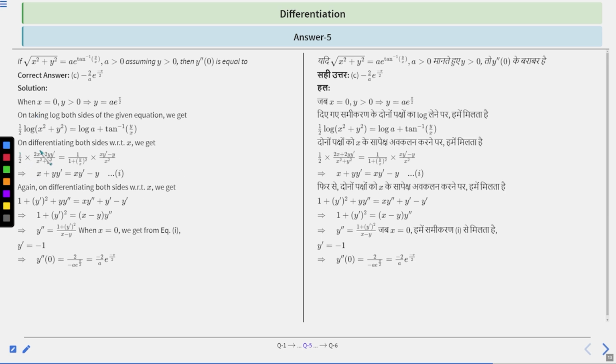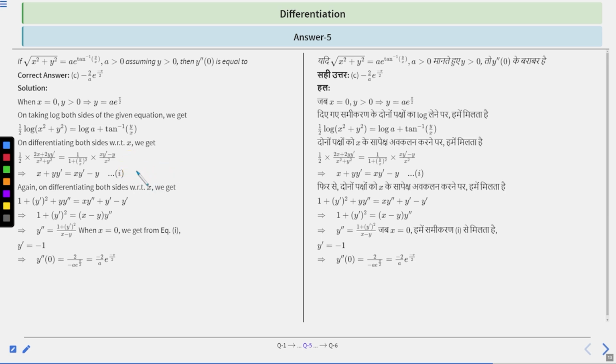So 1/2 (2x + 2y y')/(x² + y²) equals the differentiation of log a, which is 0, plus 1/(1 + (y/x)²) into (x y' − y)/x², which implies x + y y' = x y' − y. So this is equation 1.